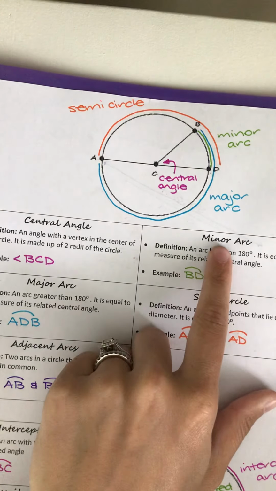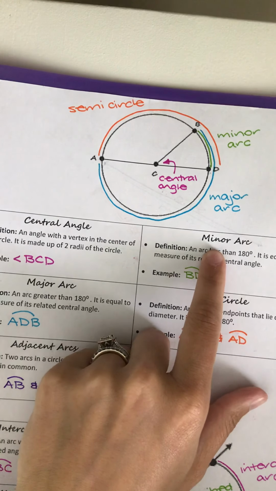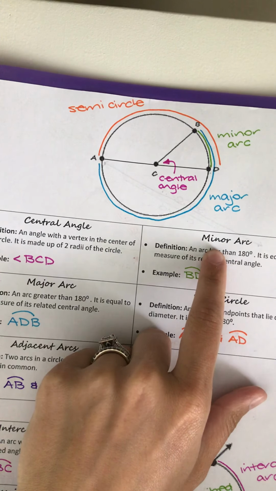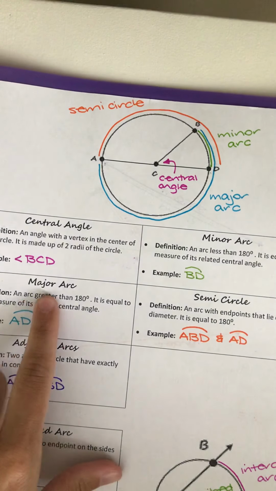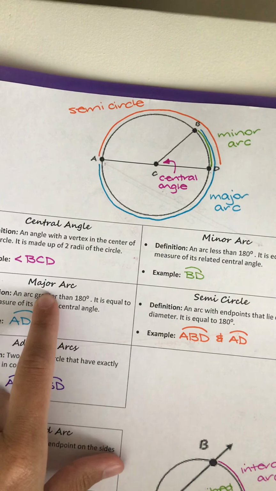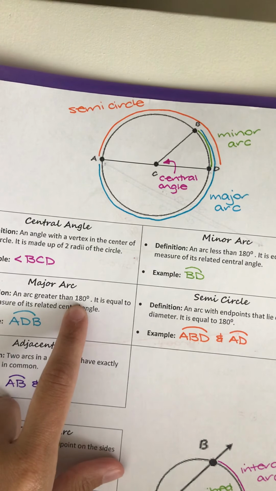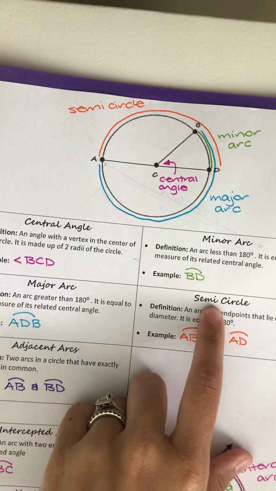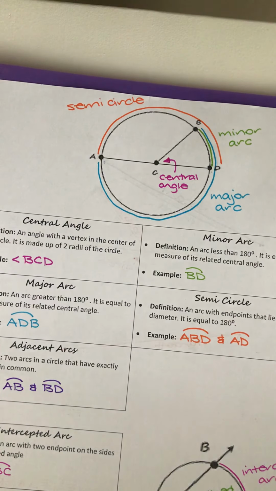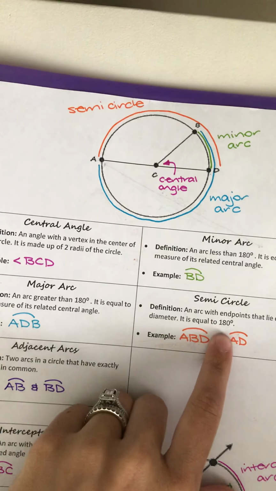I think of a minor arc similar to an acute angle. Instead of it being less than 90, it's less than 180. A major arc is like an obtuse angle, except instead of it being greater than 90 degrees, it's greater than 180. And a semicircle is similar to a right angle, except again, we're talking about 180 because it's circles.